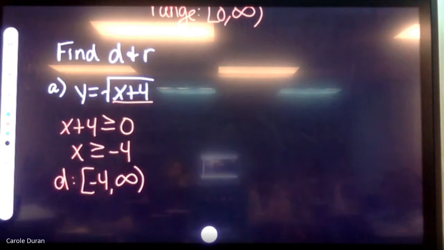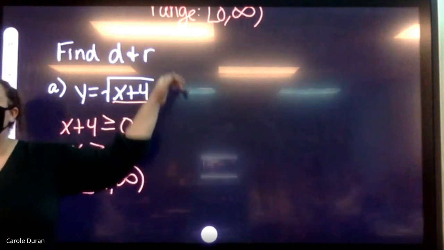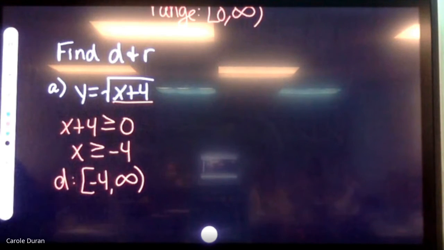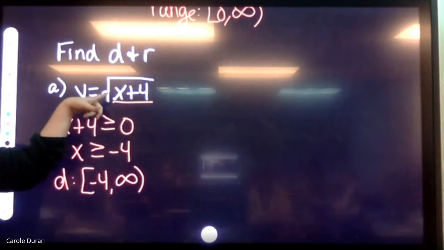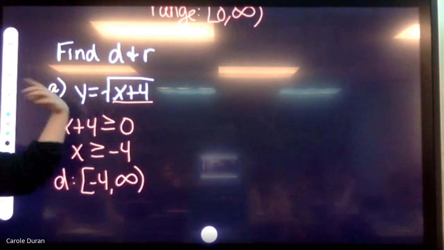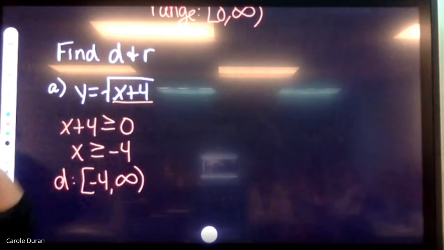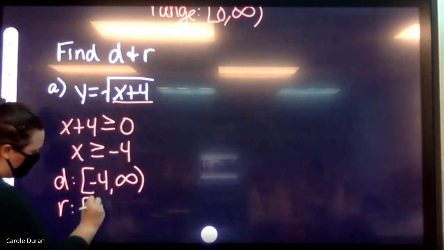And then to find my range, unless there has been something added or subtracted outside of here, that would be a vertical change, we assume our range is 0 to infinity. A way to check that is if I plug -4 in, what do I get? 0. And the square root of 0 is still 0. So any number I plug in after -4 is going to give me a number bigger than 0 as my answer. So my range is still 0 to infinity.